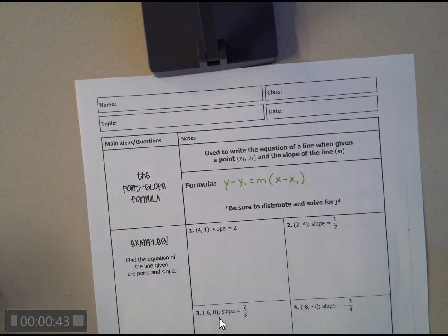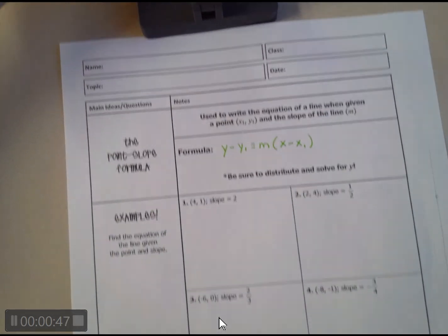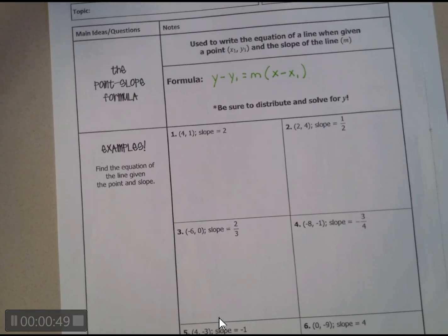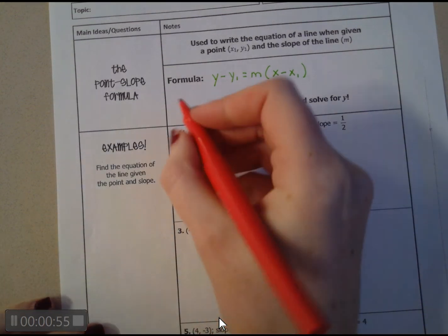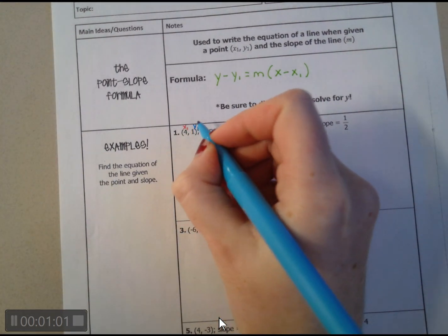Alrighty, so take a look at that formula, make sure you are okay with it, and now we are going to try to do our very first example, alright? So we are given our point 4 and 1. So 4 is our x1 and 1 is our y1.